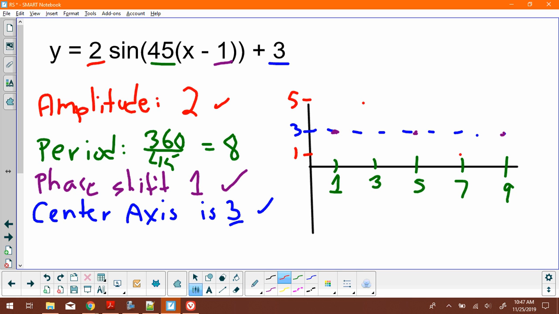So putting that all together, my curve should look something like this. It goes up, comes back down, goes back up, and repeats. So again, that's how you use those 4 features to get a rough sketch of what the graph would look like.